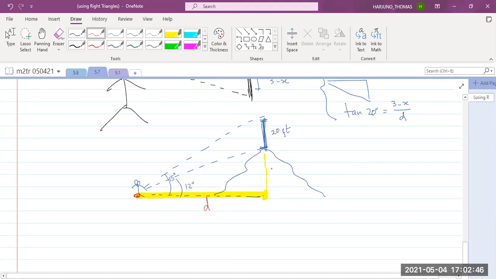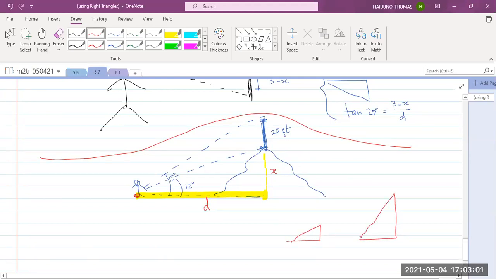So to do that, you assign a variable x here, and then set up the triangles again. There should be two triangles you're working with: the small triangle and the bigger right triangle. Both of them have to be right triangles. This is D, this is x plus 20, and this is 15 degrees. This is 12 degrees, by the way. So those are the two triangles you work with.